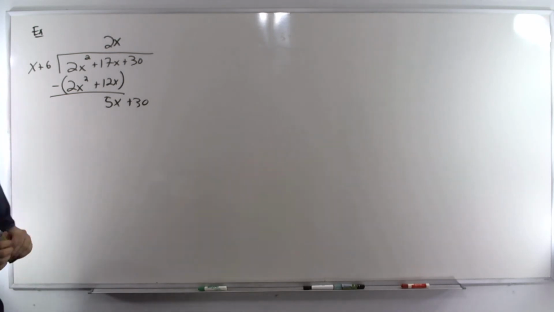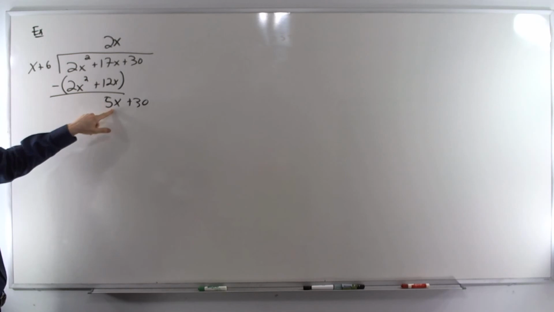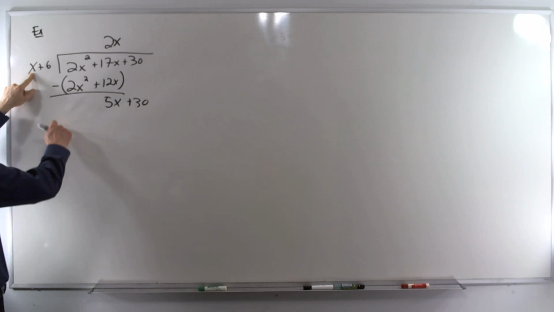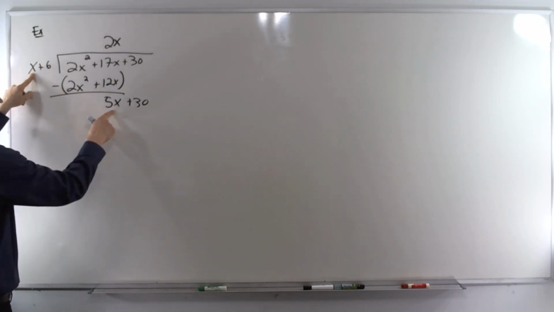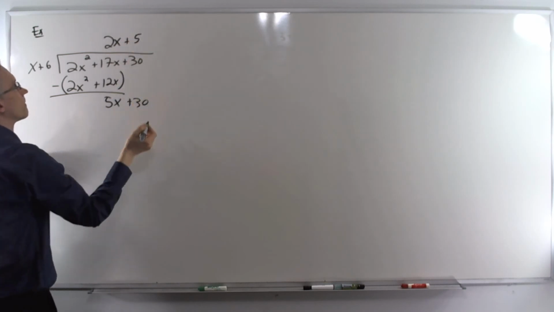All right, now we just start the game all over again. Now we need to match 5x instead of 2x squared. All right, so what do we need to multiply x by? And we're just going to do the left one. Just forget the plus 6 for now. We're just worried about the x. What do we need to multiply x by to get 5x? Well, that's 5. So the multiplier goes up top.